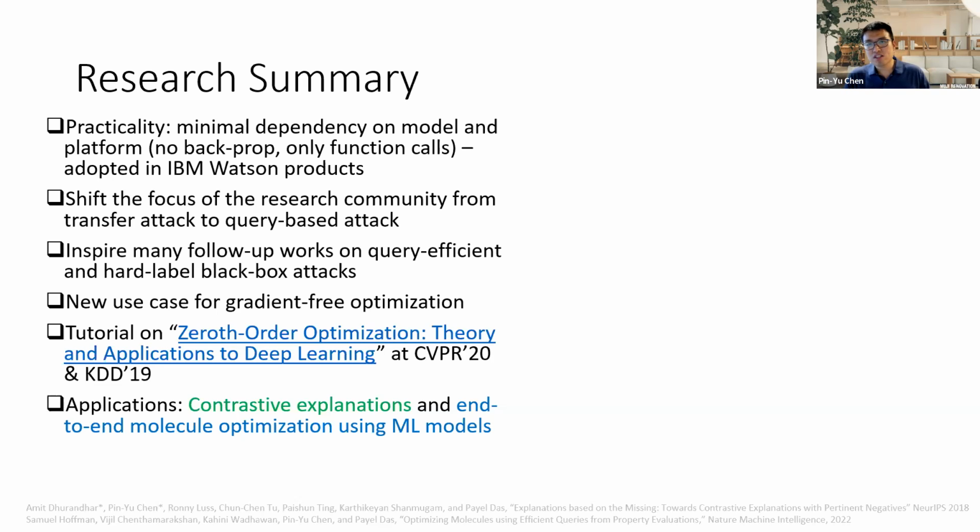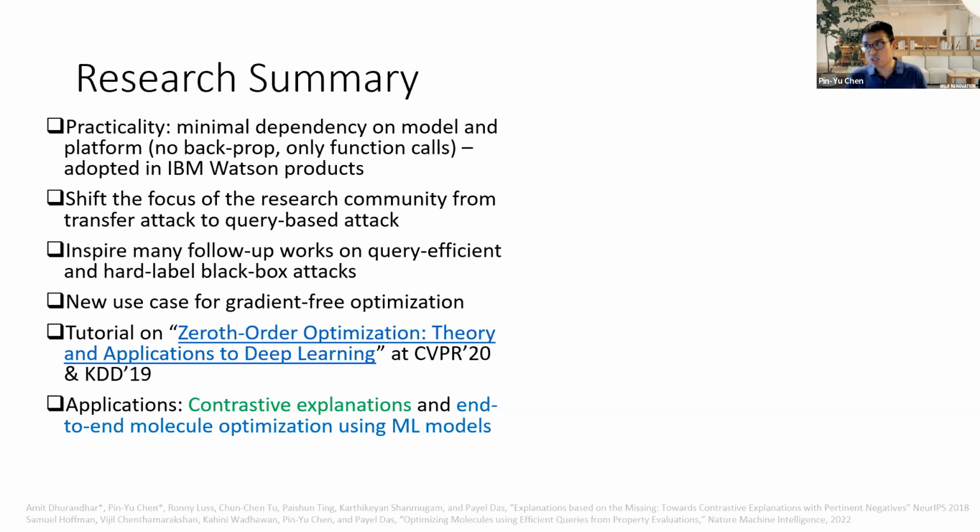We also shifted the focus of black box attack from transfer attack to query-based attack. Prior to our work, black box attack was often done by generating adversarial examples from another white box model, and then you hope the adversarial example generated from that model will transfer well to the target model that you are actually attacking. So you can already sense some loss of performance during transfer.